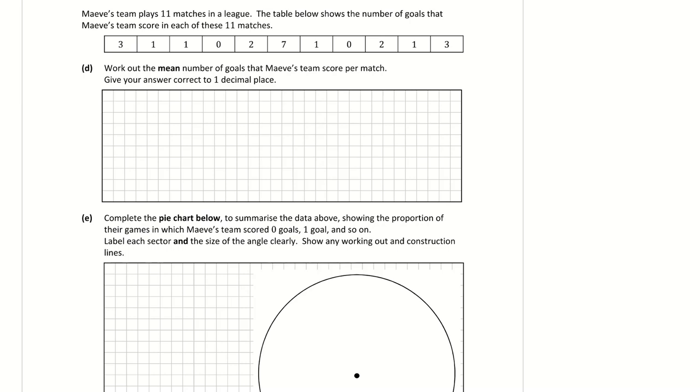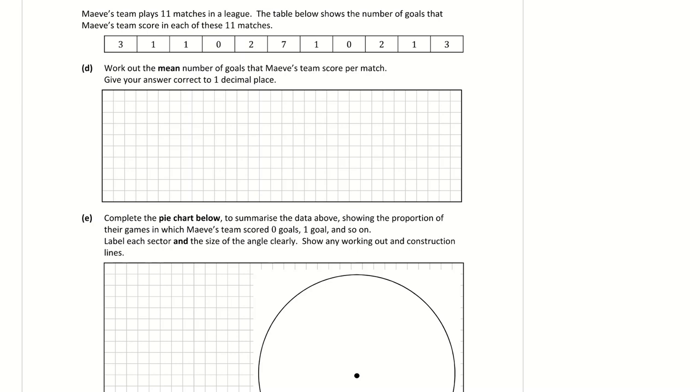Looking now at part D. Maeve's team plays 11 matches in a league. The table below shows the number of goals that Maeve's team scores in each of these 11 matches. Work out the mean number of goals that Maeve's team scores per match. Give your answer to 1 decimal place. So to calculate the mean, it's our average. We have to add them all up and divide by how many matches we have.